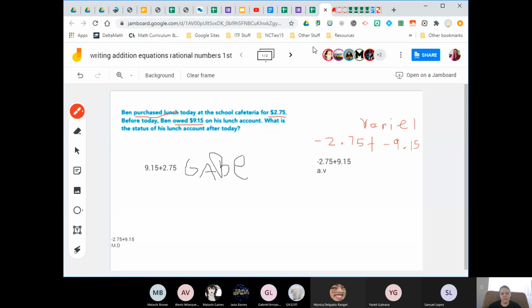All right, so for the ones who are in here and working, all right, so some things that I notice. Most of you who contributed agree that the $2.75 for the lunch he purchased is a negative number. And that would be correct because he is subtracting that money from what he has. So it should be a negative $2.75.